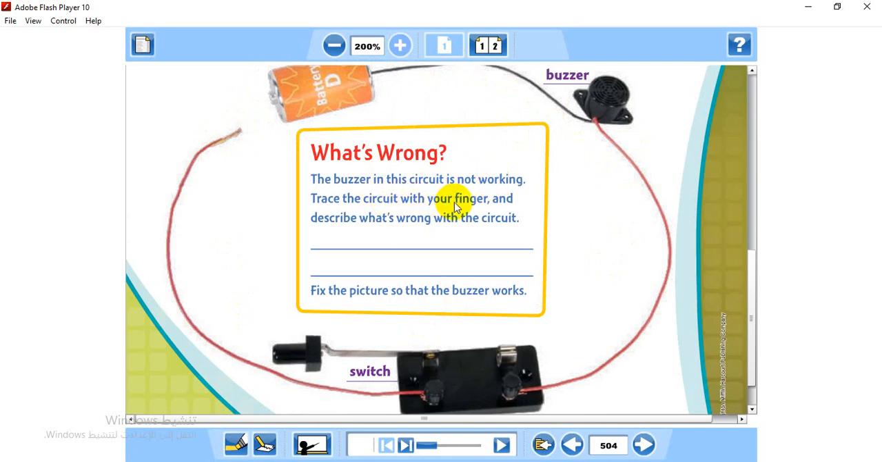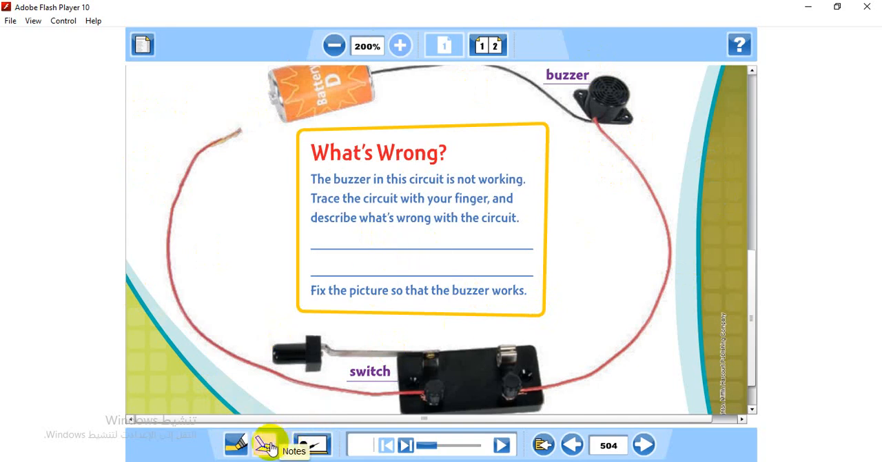Trace the circuit with your finger and describe what's wrong with the circuit here. The first problem is it's open from here, and the switch is open. You have to close the switch, and you have to connect the wire with the battery here in order to have a closed circuit. So if you connect the wire with the battery here, it will be a closed circuit. So what do we have to write here, guys?